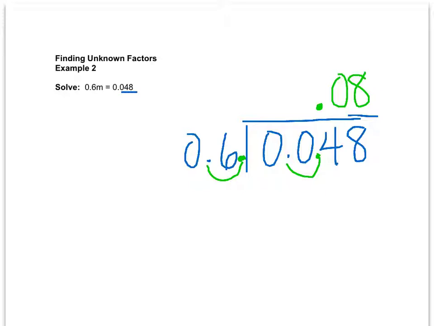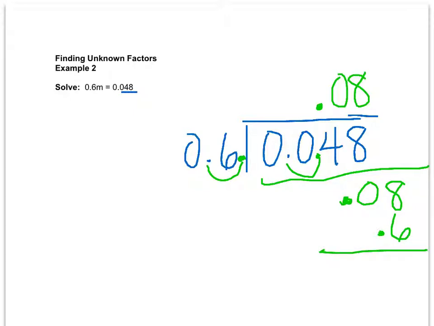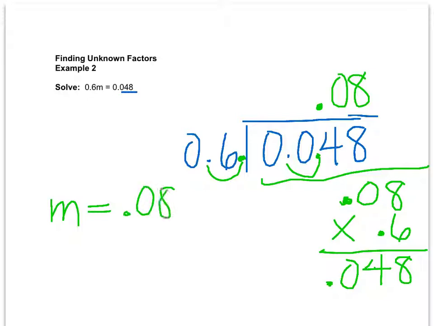And let's just check ourselves by doing the multiplication problem, the inverse operation. So 6 times 8 is 48. And then we're going to count our decimal places. 1, 2, 3, 1, 2. Ooh, we need that 0. 1, 2, 3. So look, we have proven that it's 8/100ths, not 8/10ths. So then coming back to our original problem, we can see that m equals 0.08.